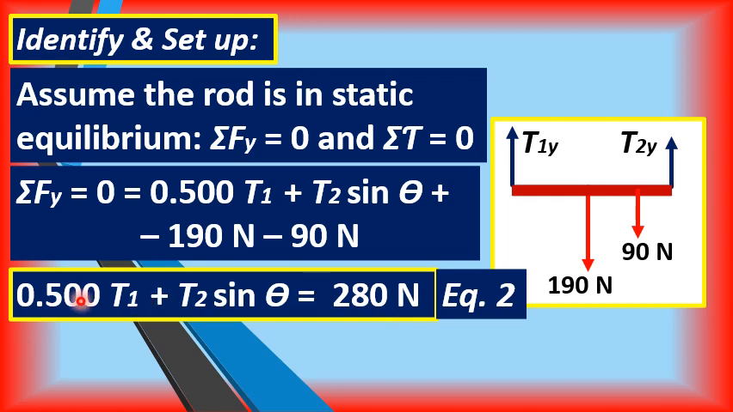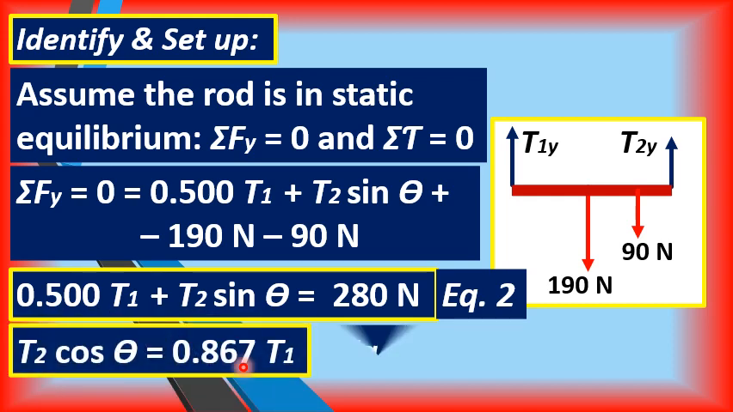And the upward forces, T1y and T2y, are expressed as 0.500 T1 plus T sub 2 sine theta. And earlier, we already have come up with equation number 1. So we just want to emphasize once again, equation 1 relates the two tension forces, T sub 2 and T sub 1. That is, T sub 2 cosine theta is just equal to 0.867 T sub 1. So in the next steps of our computation, we will be using these two equations.